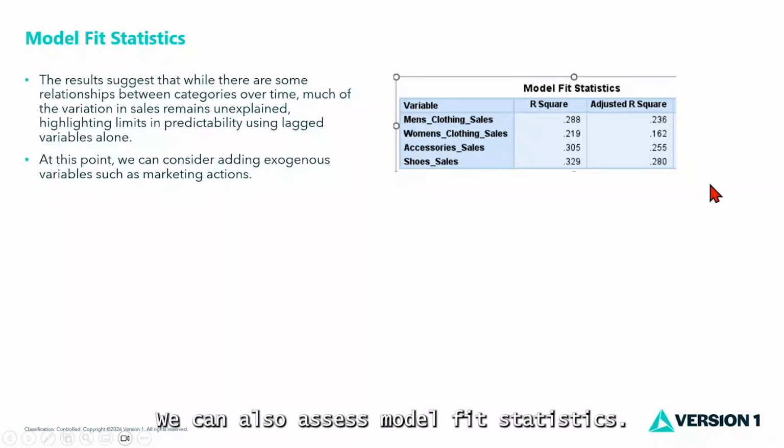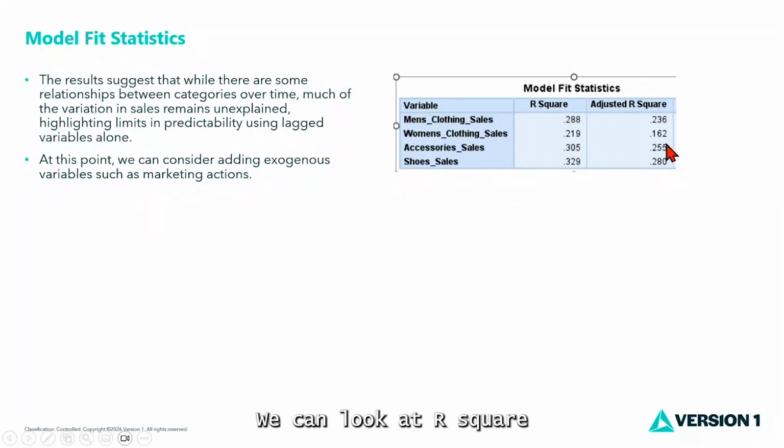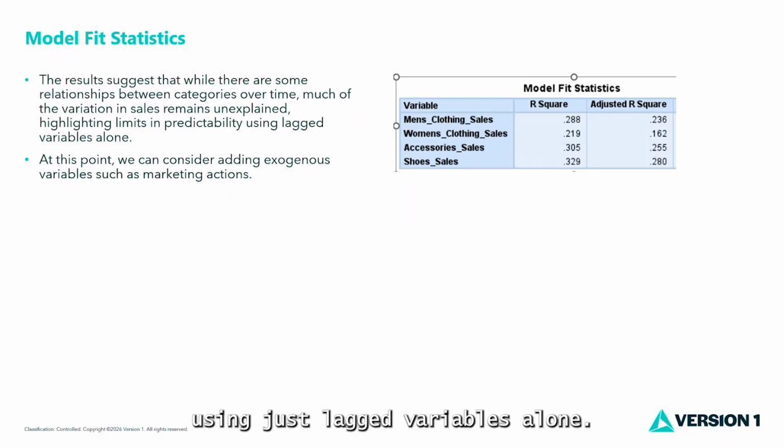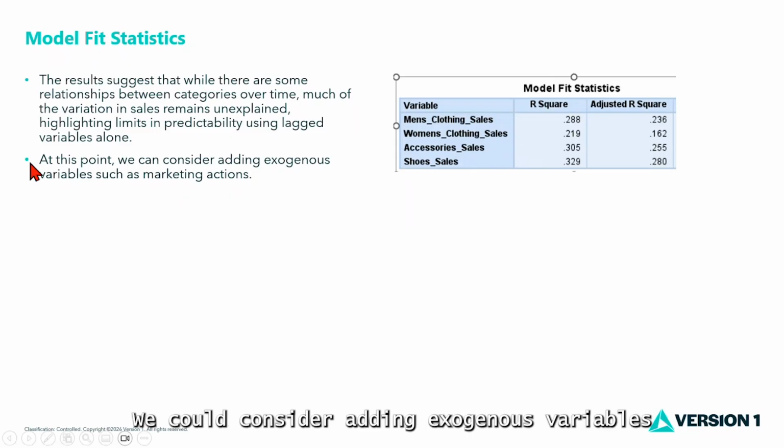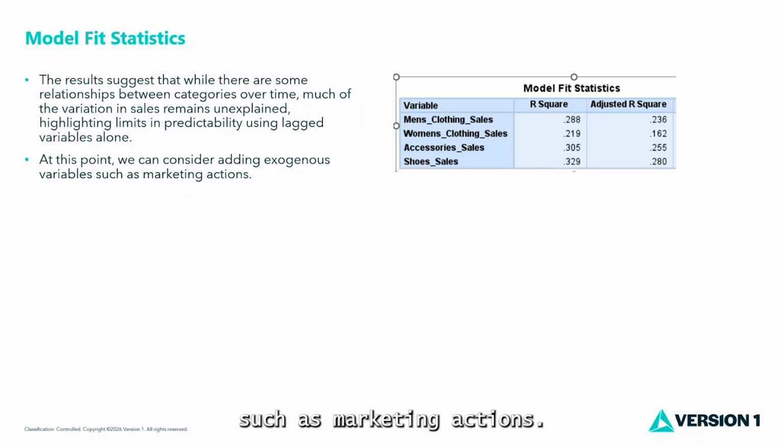We can also assess model fit statistics. We can look at R-square and adjusted R-square. The results suggest that while there are some relationships between categories over time, much of the variation in sales remains unexplained, and this highlights limits in predictability using just lagged variables alone. We could consider adding exogenous variables into the model, such as marketing actions.